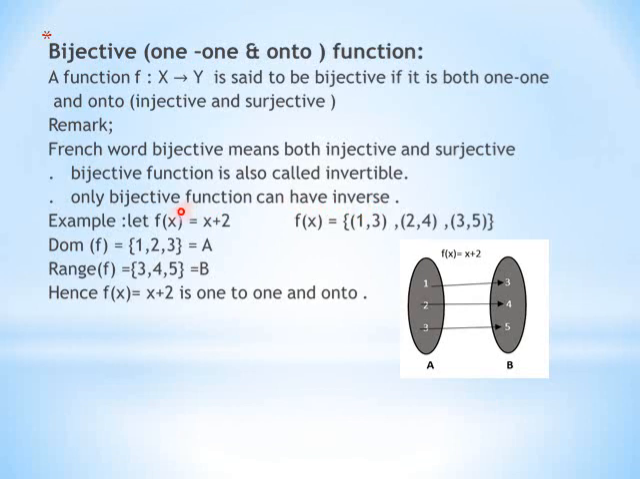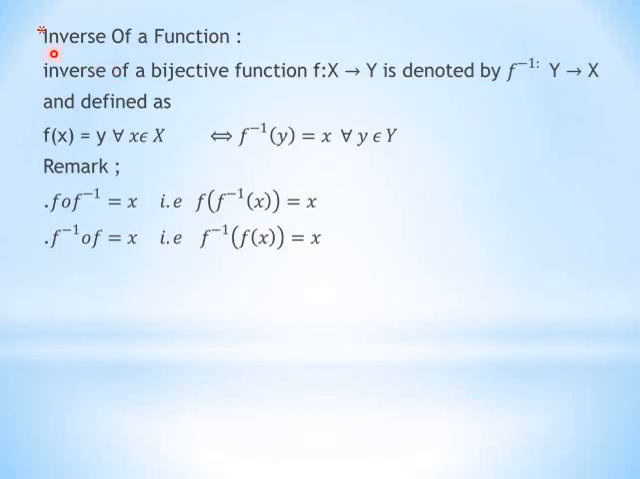So, for example, let f(x) = x + 2. This function is bijective. Why? Because of the same example I showed in the previous slide. x + 2 is one-to-one as well as onto, because every element is mapping to a distinct element and every codomain element is mapped from at least one domain element. So x + 2 is a bijective function.